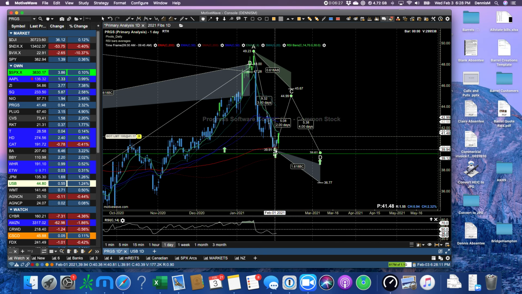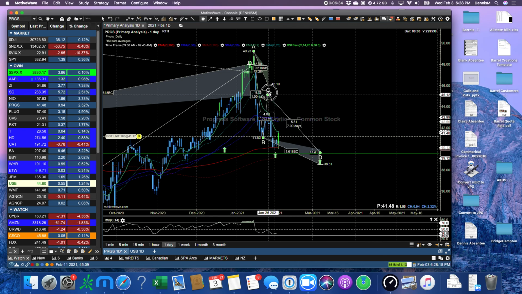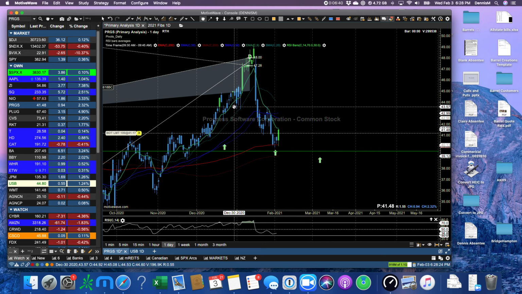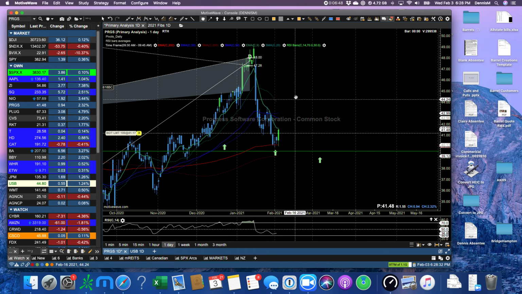Sorry, B was here. C was not there. It should have been 46.10. So this is not an ABCD pattern. We now really need to reevaluate where we're going. If we had an ABCD and then it started to move up, the next pattern would have been what's called a bearish Gartley pattern.